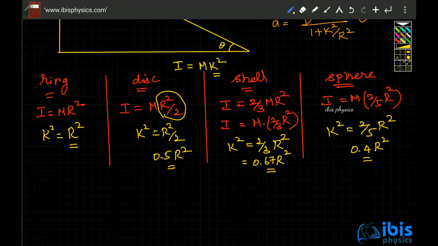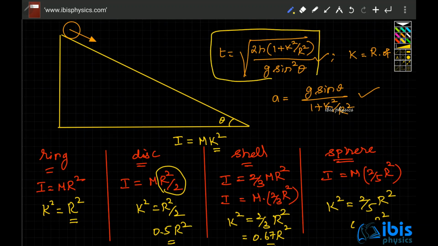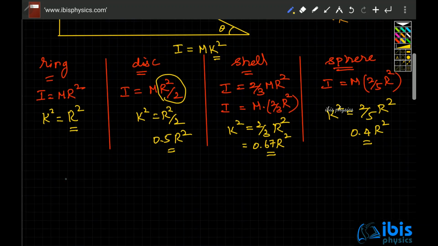Then obviously the time for this, so remember this relation: root over 2h into 1 plus k square by r square, by g sine square theta. Theta is common for all of them. H is common, as they are allowed to roll down from the same height. So the only thing that governs is k square. So 2h by g sine square theta is common. Let us take that as a constant c.